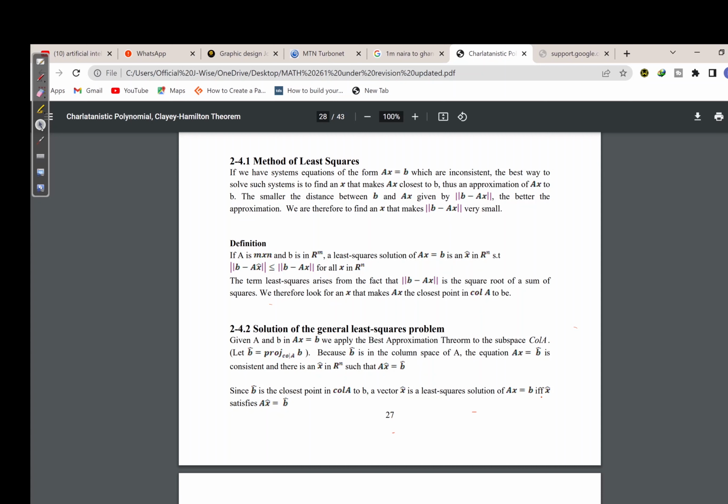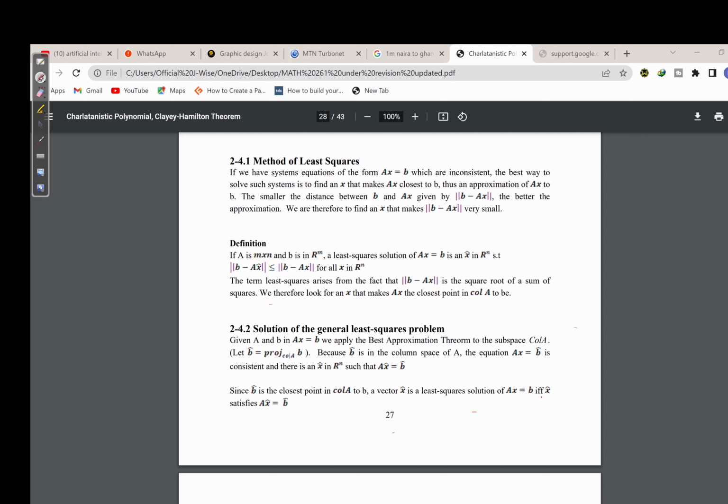In this lesson, you will deal with systems of equations. When you have a system of equations, there are three possible outcomes: either you get a unique solution, infinitely many solutions, or no solution.